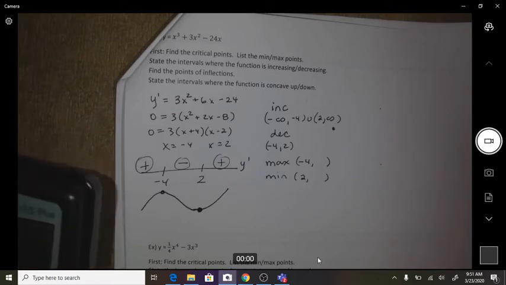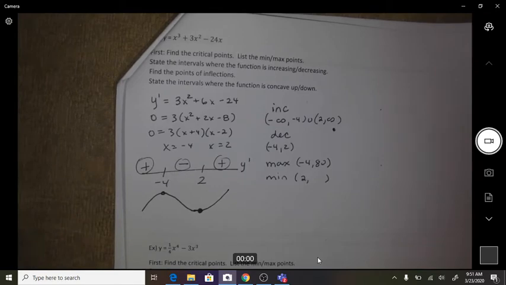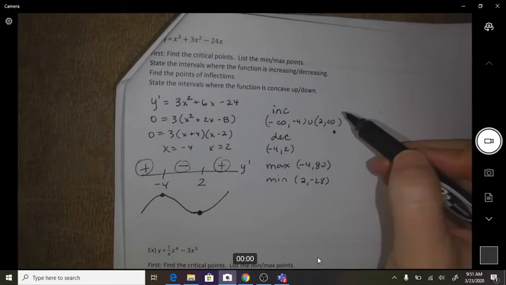So -4, when you plug it in, you should get 80. And 2 plugged in, it's -28. Okay, so now we're also going to figure out this inflection point. So how are we going to do that?